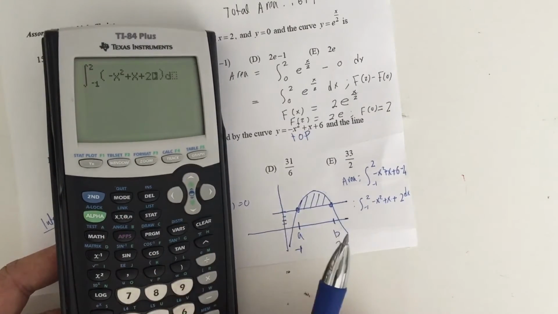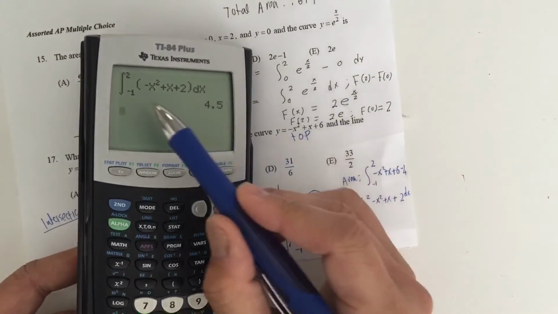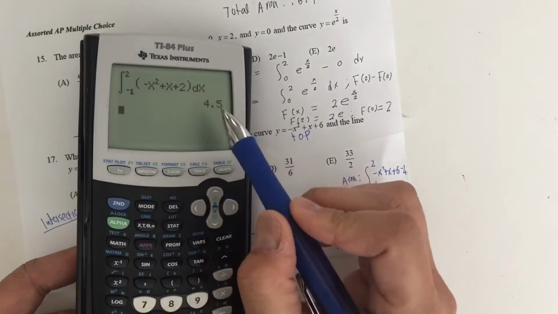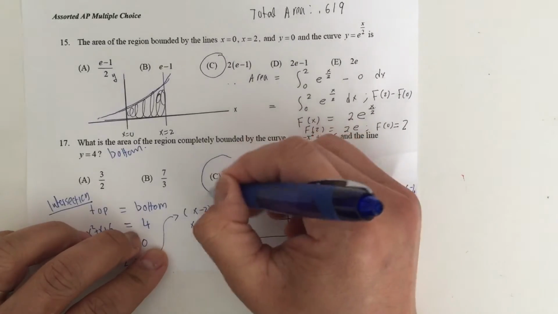Plus 2 dx, and the area is 4.5. So earlier I think I had an x squared. 4.5, 9 over 2 is 4.5, so there it is.